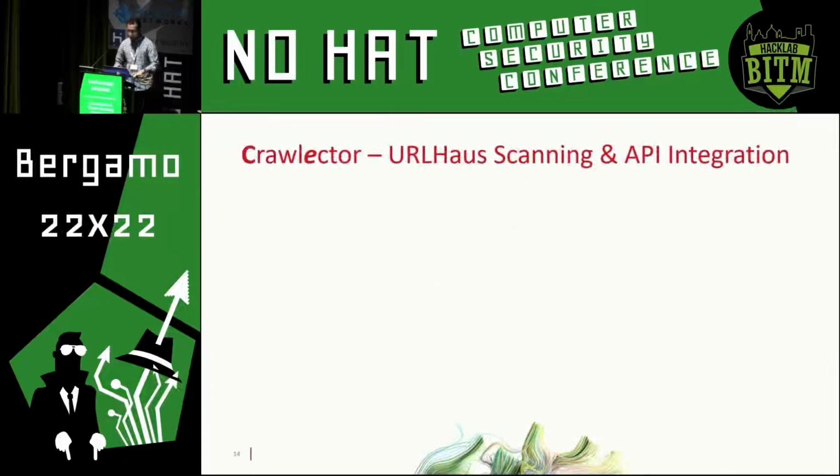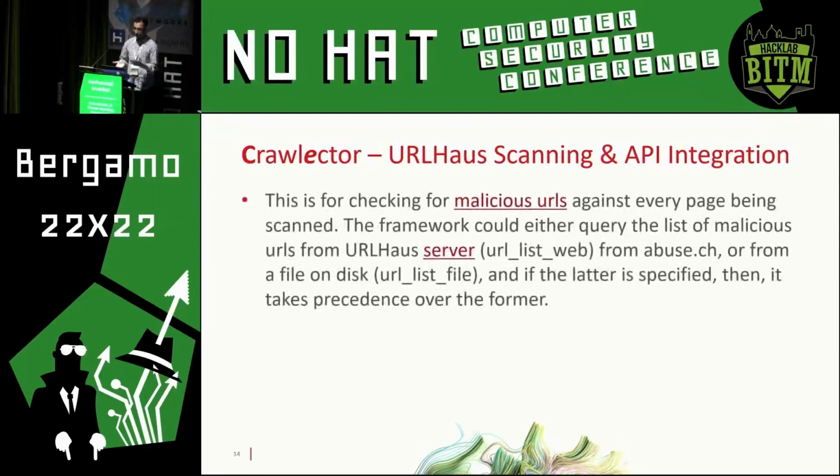So first we'll start with one of the features supported by the framework, which is URL house scanning. So what is URL house? This is a list of malicious domains provided by abuse.ch. As you're scanning a page, the framework will query this URL house server and get this list of domains automatically for you, which at this point in time contains around 113 million entries. So you can tell how expensive it is to scan every page with those.